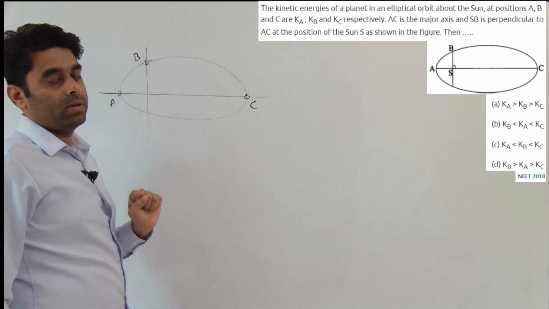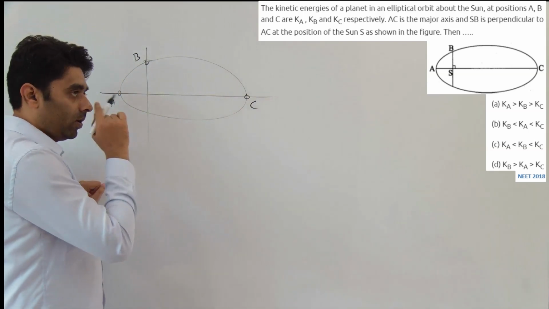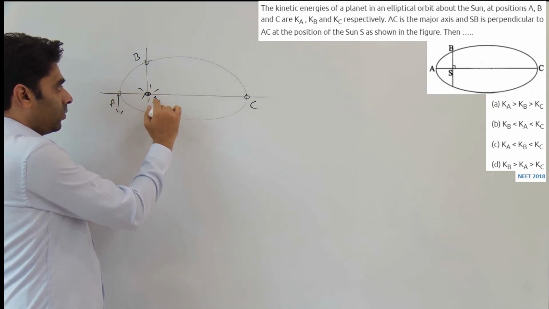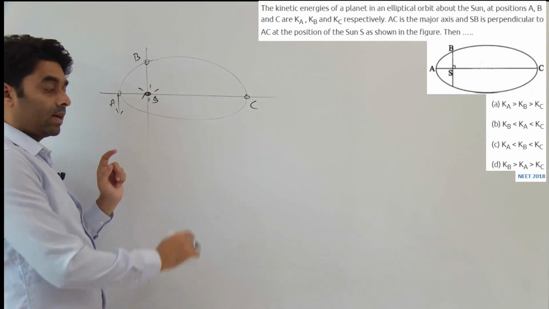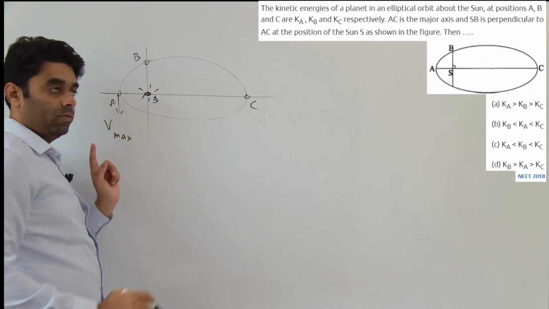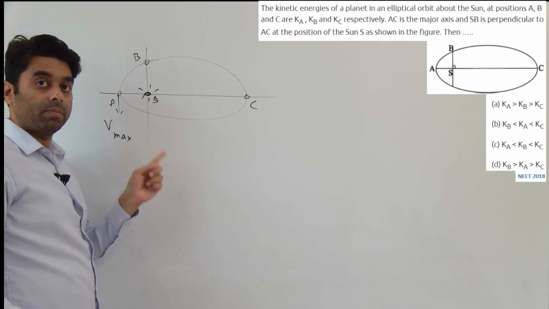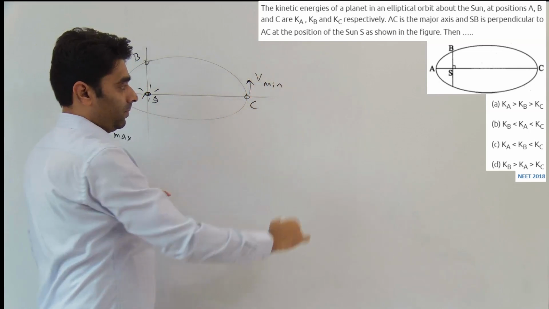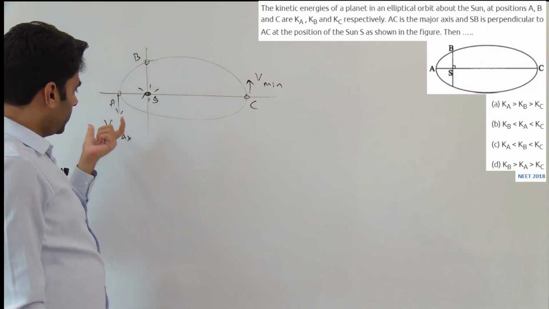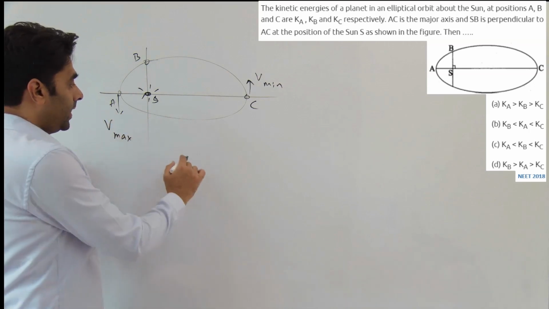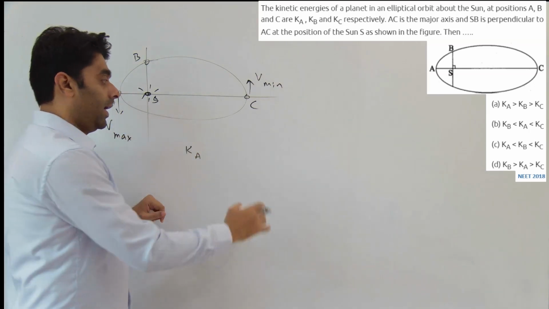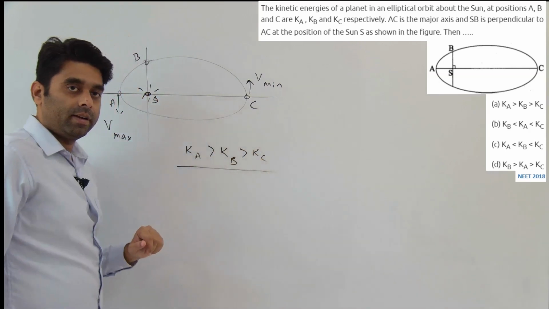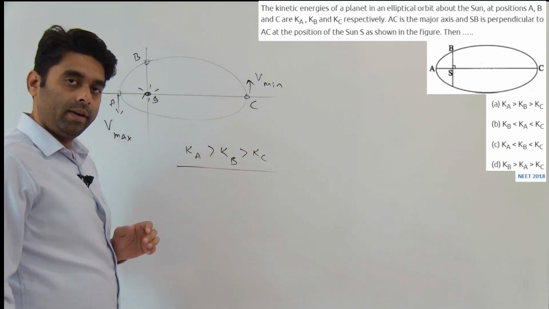Now, from Kepler's law, our knowledge says that when the planet is near to the Sun, which is at one of the foci, its speed is maximum, whereas when the planet is farthest away from the Sun, its speed is minimum. So if the speed is maximum at the nearest point, that implies kinetic energy at A will be maximum and kinetic energy at C will be minimum. So we can write KA will be greater than KB, which should be greater than KC. Right. Let's look at the next question.